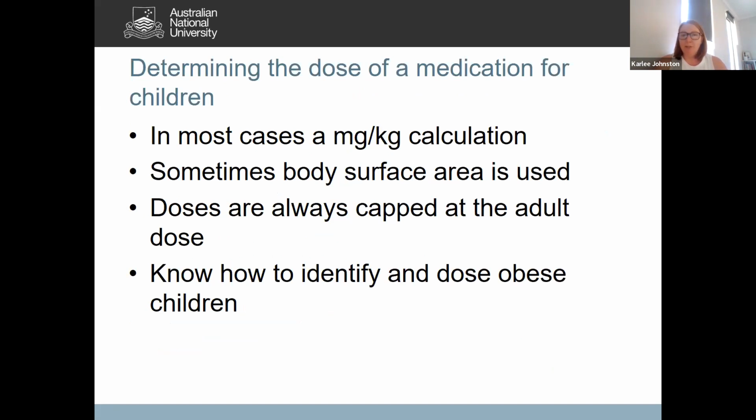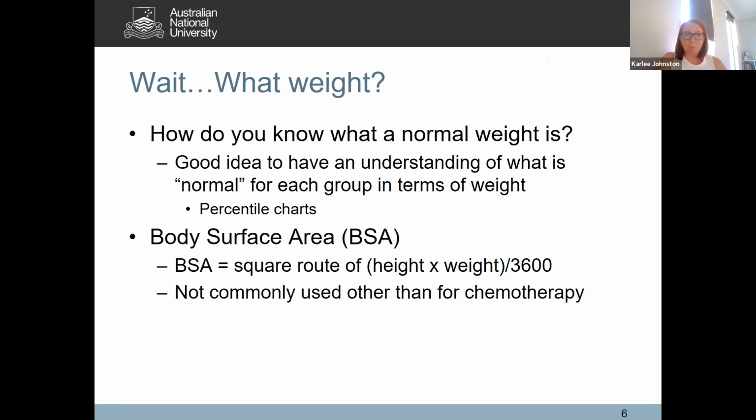So in terms of dosing medicines for children, most of the time we dose in a milligram per kilogram way. Sometimes we use body surface area, and we'll talk about that in a moment. The doses are always capped at the adult dose. So even if in a milligram per kilogram way you calculate a dose that's bigger than what we would give an adult, we would never give more than what we would give an adult. And we need to think about how to identify and then also how to dose children that are obese.